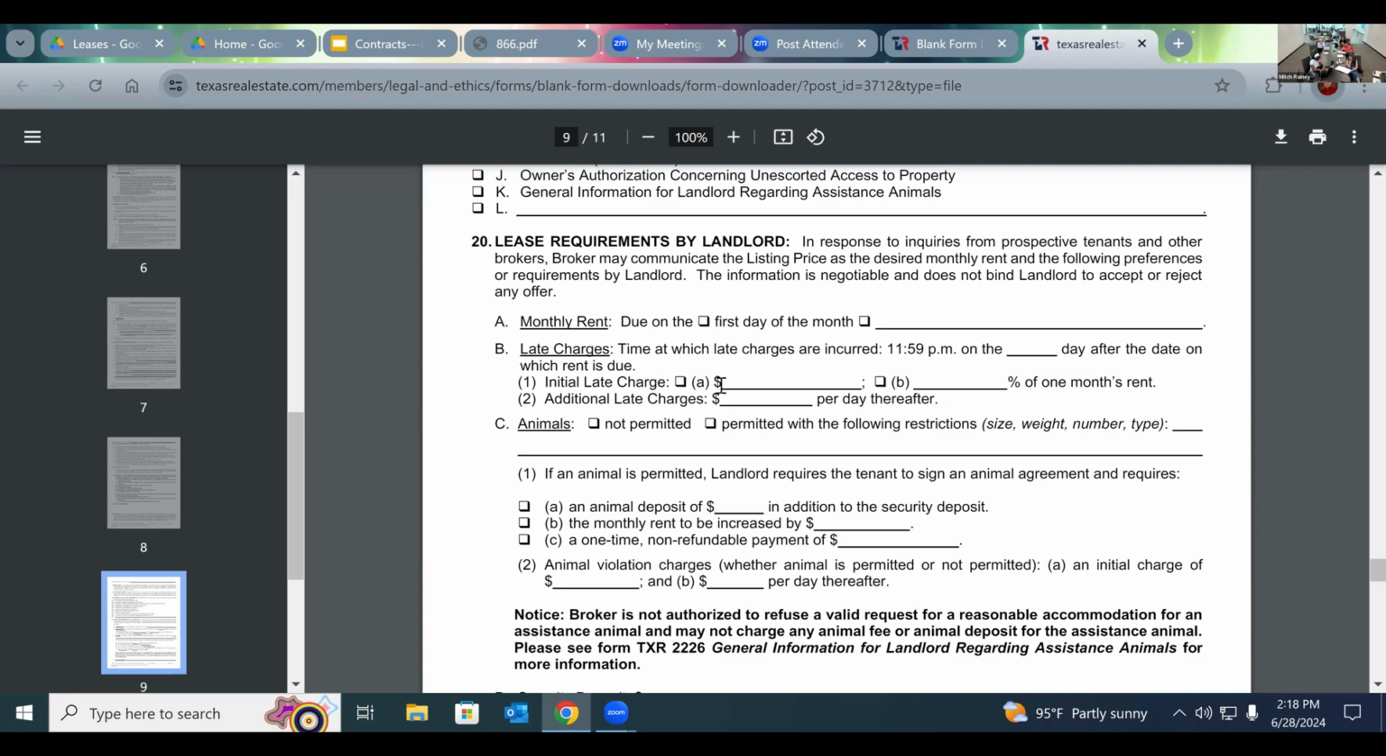How much are late charges? Is it going to be a flat fee or is it going to be a percentage? An additional late charge per day.